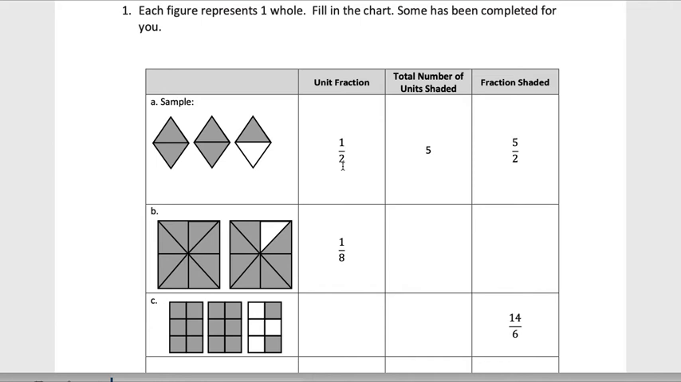So what is the number of units shaded? There are 5 total units shaded. So what's our fraction that's shaded? There is 1, 2, 3, 4, 5 halves. So if I were to count, there'd be 1 half, 2 halves, 3 halves, 4 halves, 5 halves.